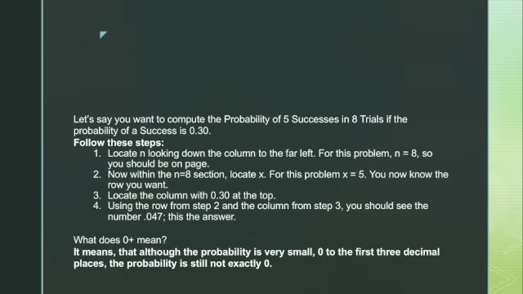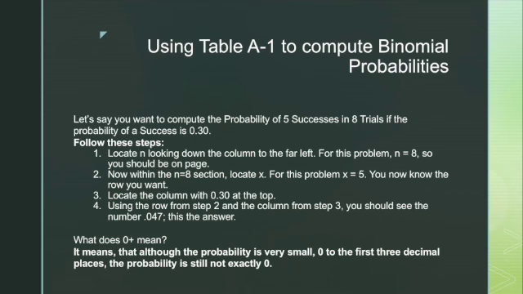Now let's say you want to compute the probability of 5 successes in 8 trials if the probability of success is 0.30. What you want to do is use table A1. I have posted this to Blackboard, but it is also in your e-text and you can Google it. It's the binomial probabilities table.